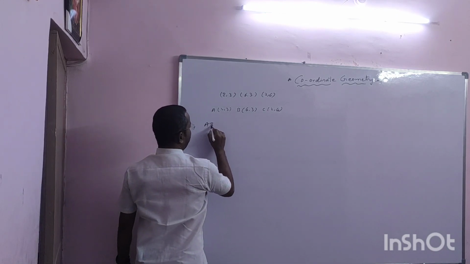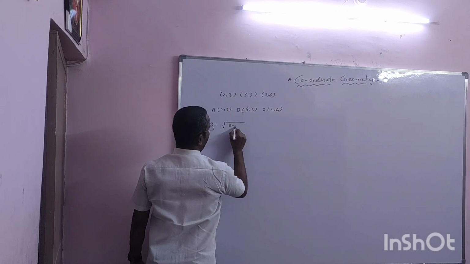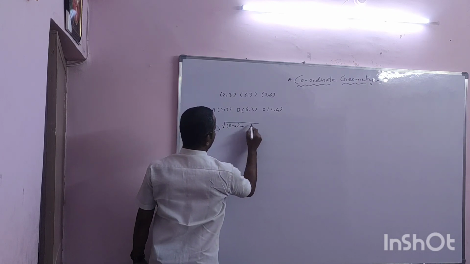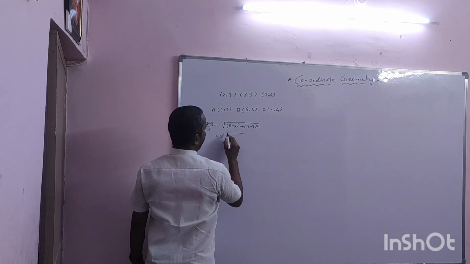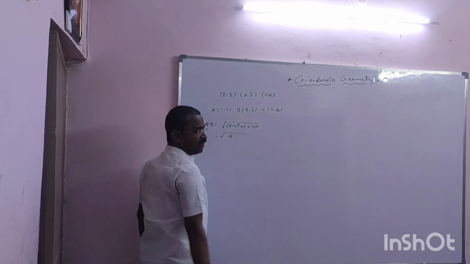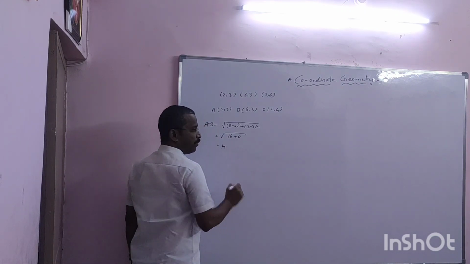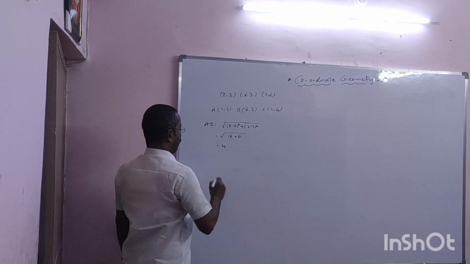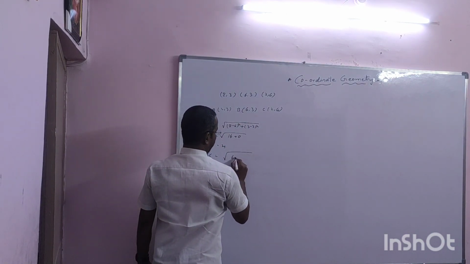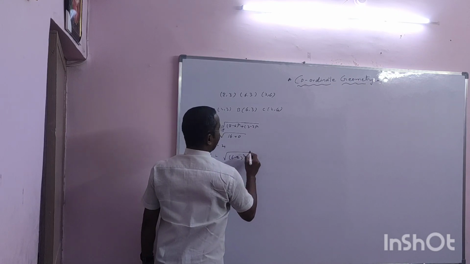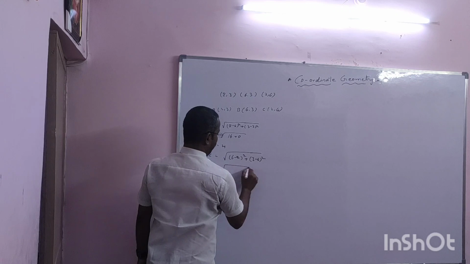Say AB distance is under root of 2 minus 6 whole square plus 3 minus 3 whole square. So what do you get here? 2 minus 6 whole square is 16, because it is 4 square. The other term is already 0, so its value is going to be 4. Now take BC: under root of 6 minus 2 whole square plus 3 minus 6 whole square. What do you get, Nana?